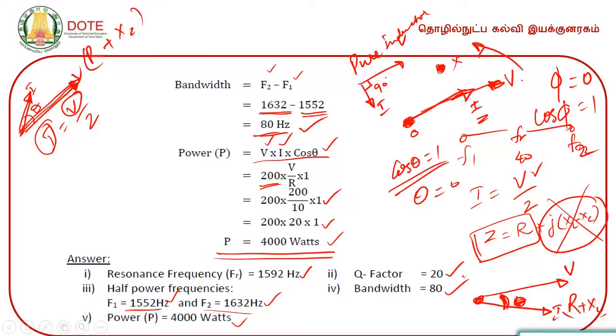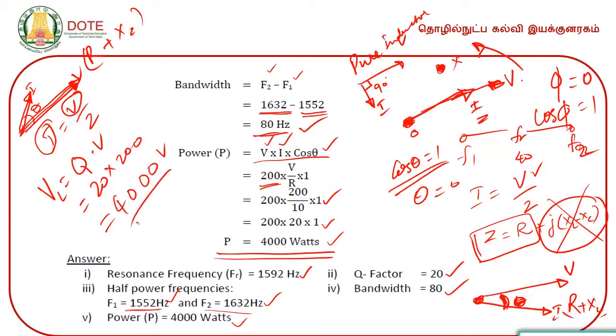Suppose you are asked to find out the voltage across the inductance and the voltage across the capacitance, straight away you can find out VL is equal to Q into V. So, what is Q? 20. What is V? V is 200, which is the applied voltage. So, once you multiply this, you will get 4000 volts. So, this is the voltage magnification that occurs at resonance.